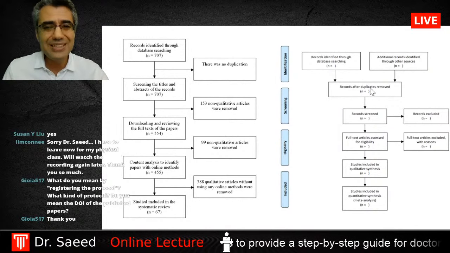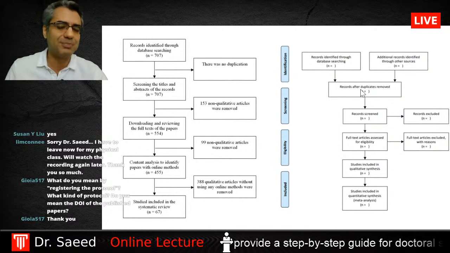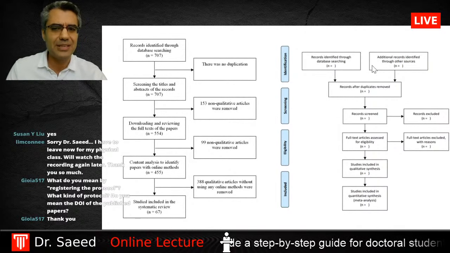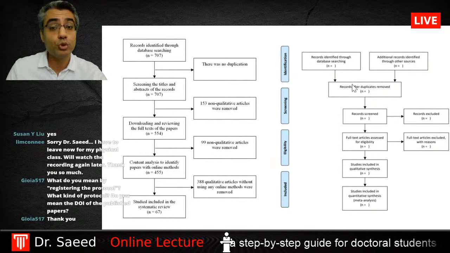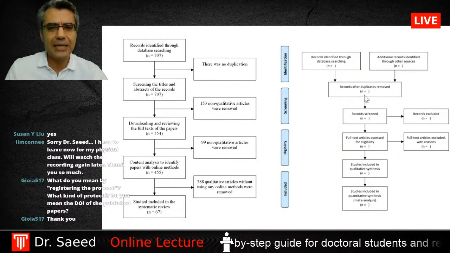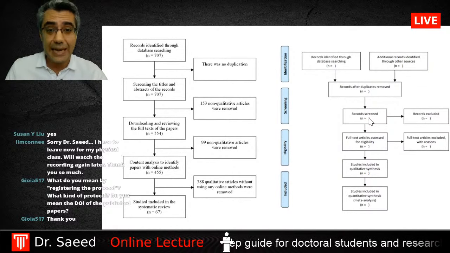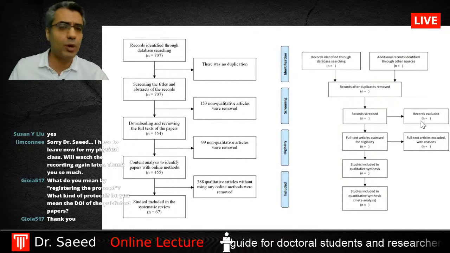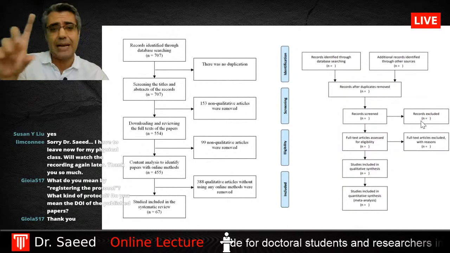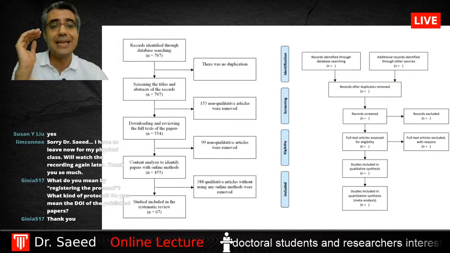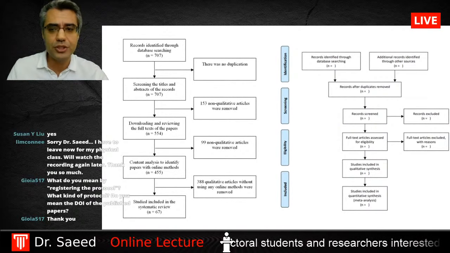Then you exclude those that are the same. Some of the papers you get are duplicates, right? So you remove the duplicates across the two databases, and you may get in total 1,500 papers. Then you screen the abstracts. Maybe 1,000 will be excluded. When you check the abstract, you see, no, this paper does not meet the eligibility criteria, the inclusion criteria. So you exclude by checking the abstract.